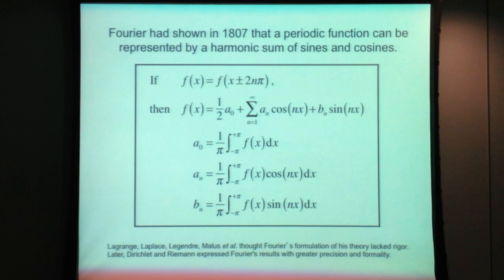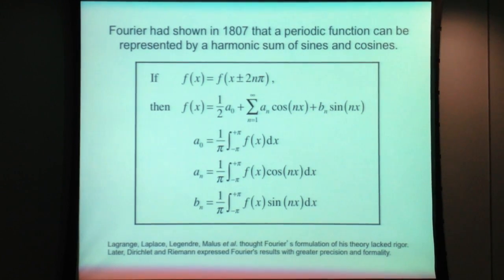So interestingly, when Fourier announced this idea, I think it was presented in a lecture before the French Academy in Paris. There were other notable worthies in the history of mathematics. This was a period of a flowering of mathematics in France. So people like Lagrange, Laplace, Legendre, Malus, all thought that this formulation was a little bit sketchy.